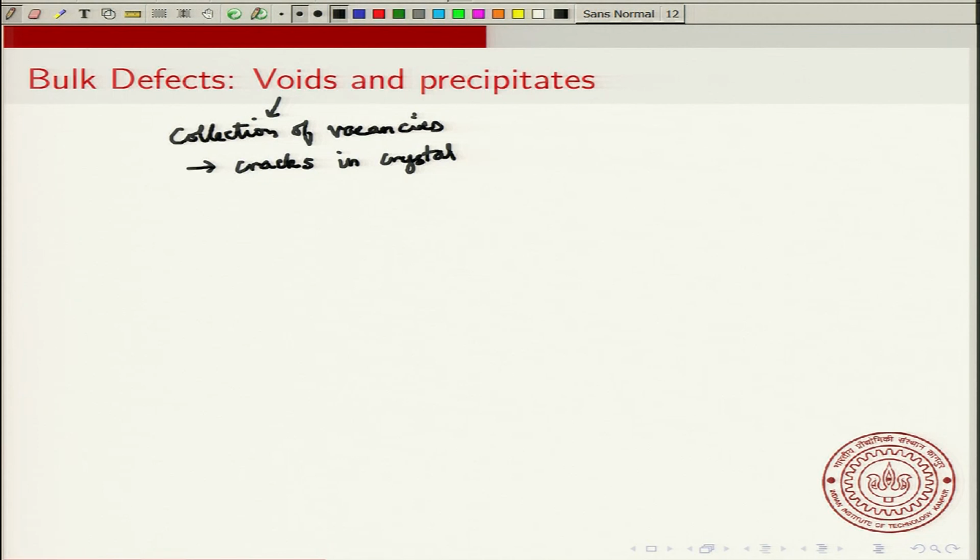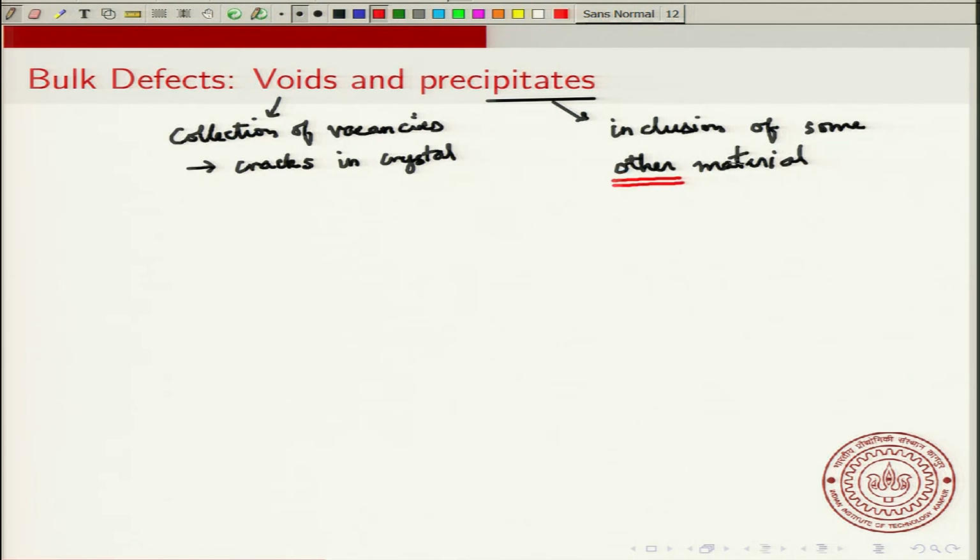Okay, and precipitate is inclusion of some other material. You can also have inclusion of some other material, and let me underline the word other. Okay, it need not be a different material altogether, it could just be a material that is treated differently. So for example, you could heat one part of the material, and now that part of the material is hotter than the others. Okay, and that would be an inclusion or a precipitate.